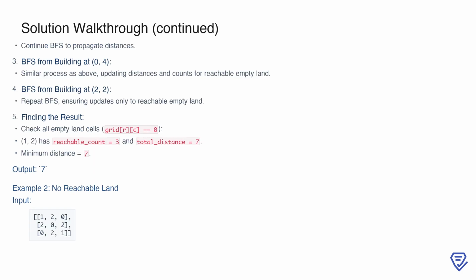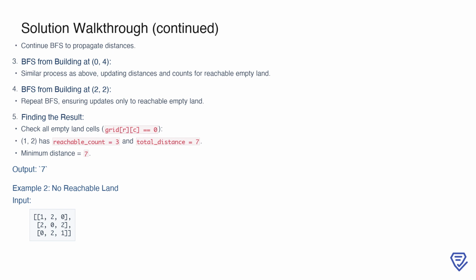Next, we perform BFS for the building located at 0,4. Using the same process, we propagate distances to empty land cells and update the grids accordingly. Then, we repeat this with the building at 2,2, ensuring that only empty cells reachable from the buildings are updated.